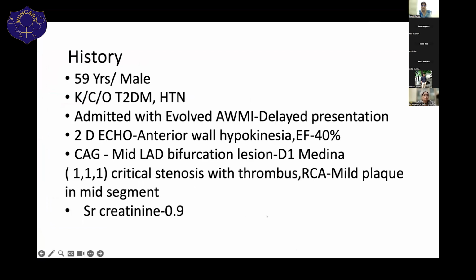So my patient was a 59-year-old male, known hypertensive and diabetic, admitted with an evolved inferior MI, basically a delayed presentation. 2D echo showed inferior hypokinesia, EF of 40%. Coronary angiogram showed a mid-LAD bifurcation lesion, a critical bifurcation lesion, basically Medina 111, with distal thrombus in the LAD as well as in the diagonal. RCA showed mild plaque, and LCx also showed moderate disease in the OM. His creatinine was normal, sugars were fairly well controlled.